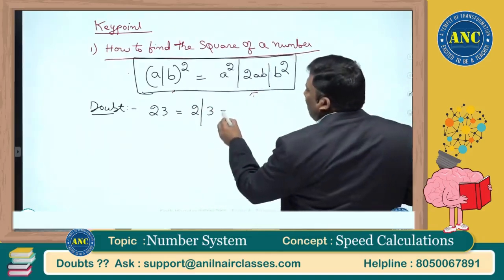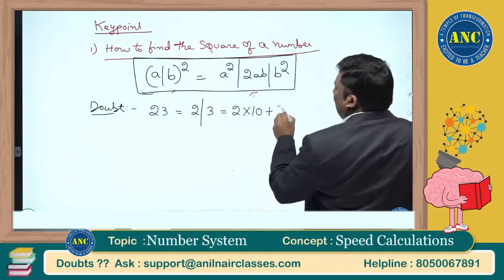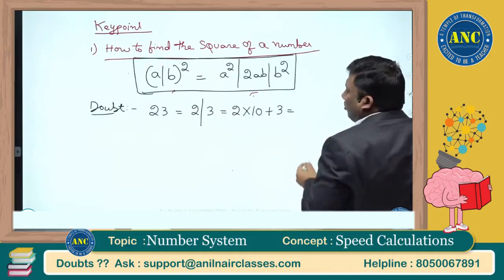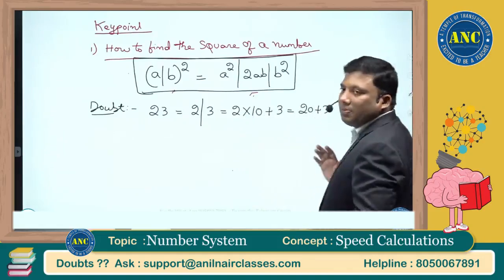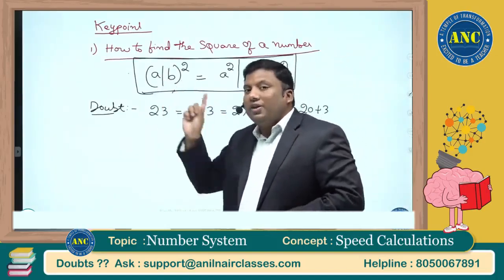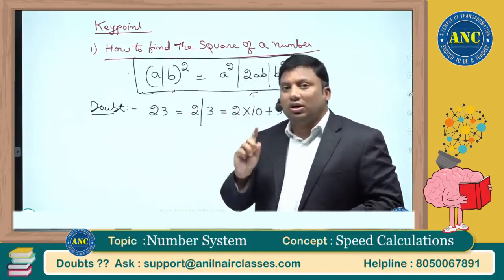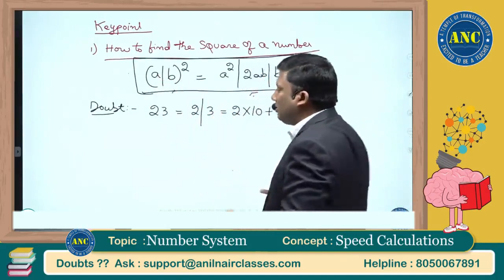So if I keep a slash before the tens place, the value of 2 will become 20. Why? Because 2 is there in the tens place. The slash will help us to determine that the value of a is nothing but a into 10. Why did a into 10 come into the picture? Because a is there in the tens place.